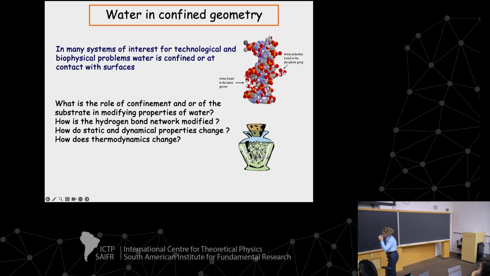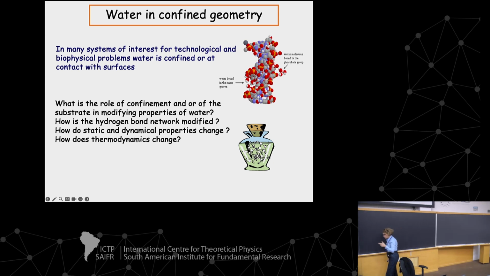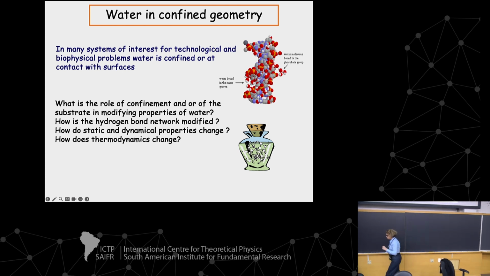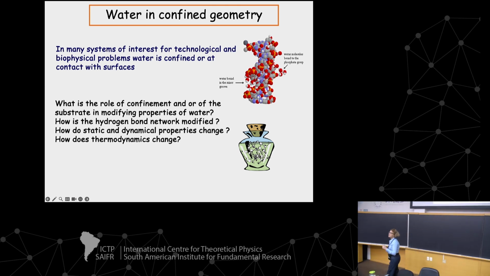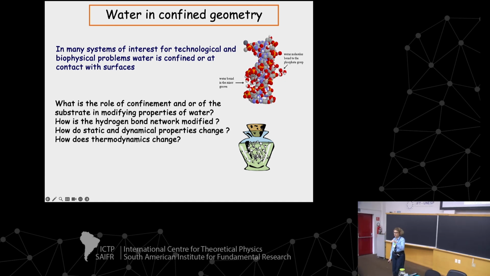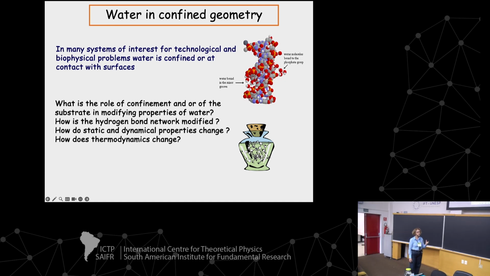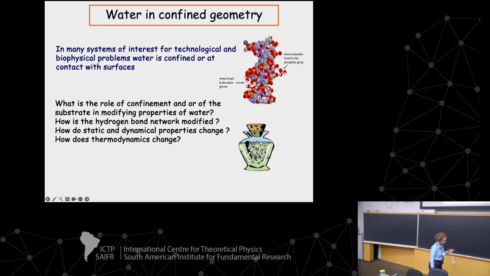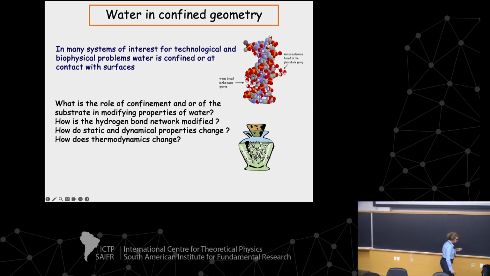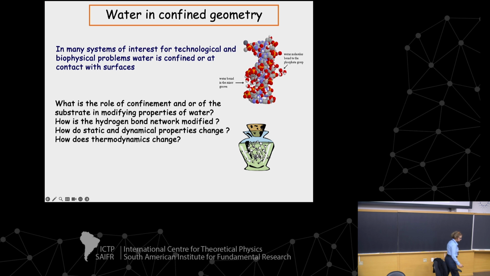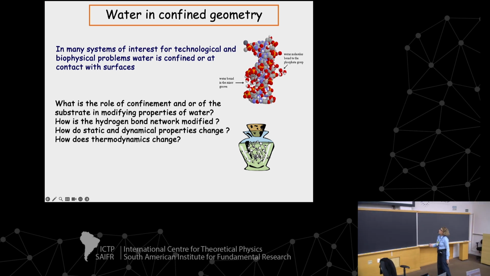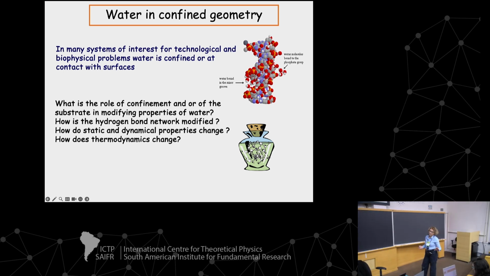So for example, for these two systems that I will show you, Vycor and MCM-41, which are silica glasses made of pores. In Vycor, the pores are 50 angstrom. In MCM-41, the pores have 20 angstrom of diameter. In these pores, you need to make a special analysis that I will show you.